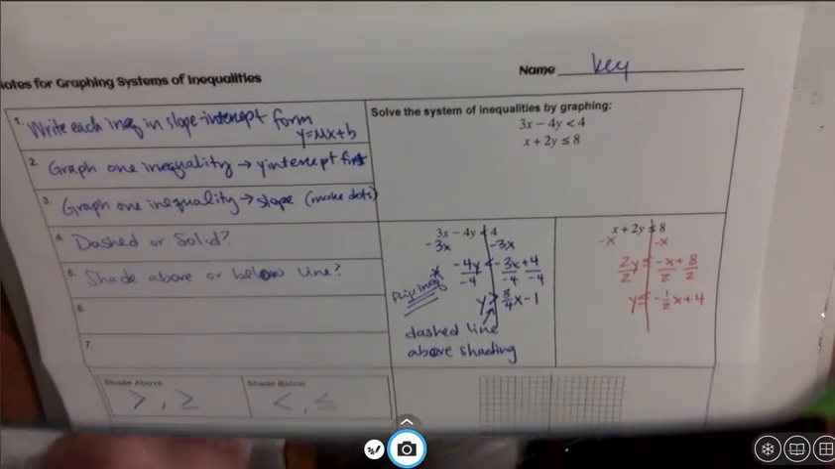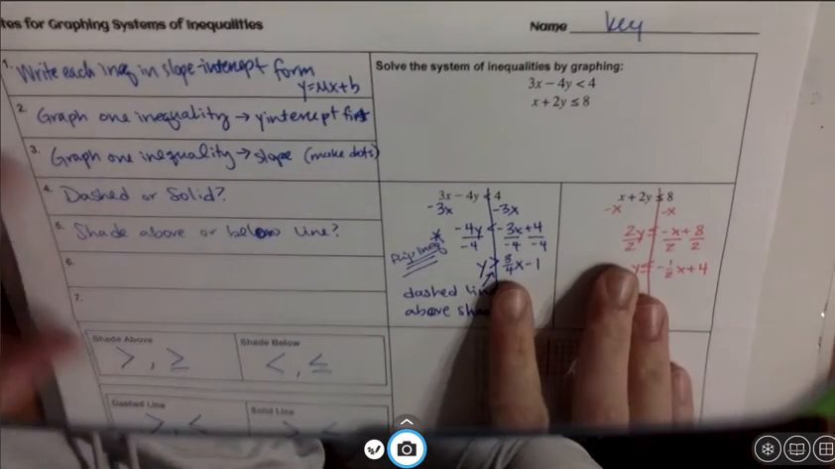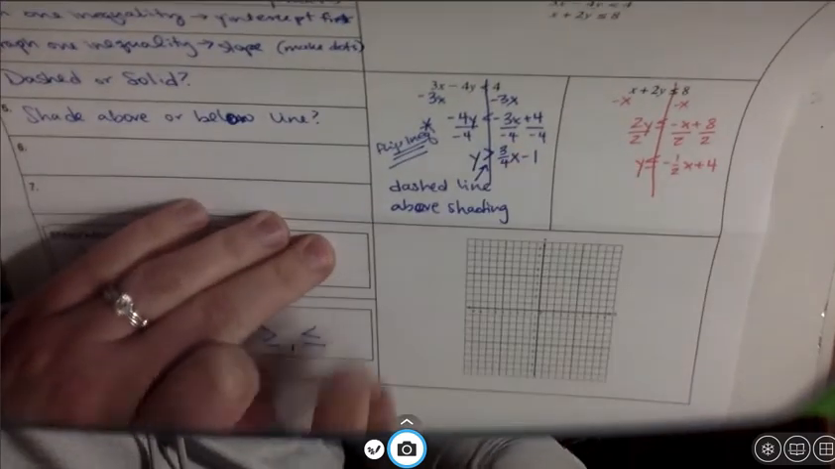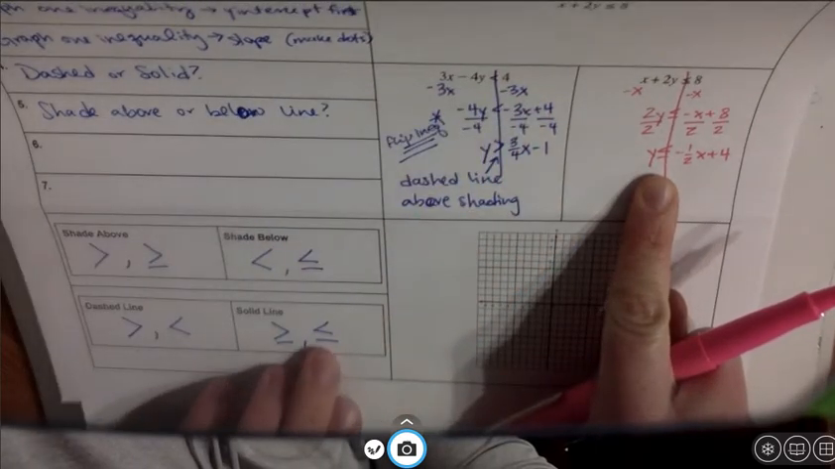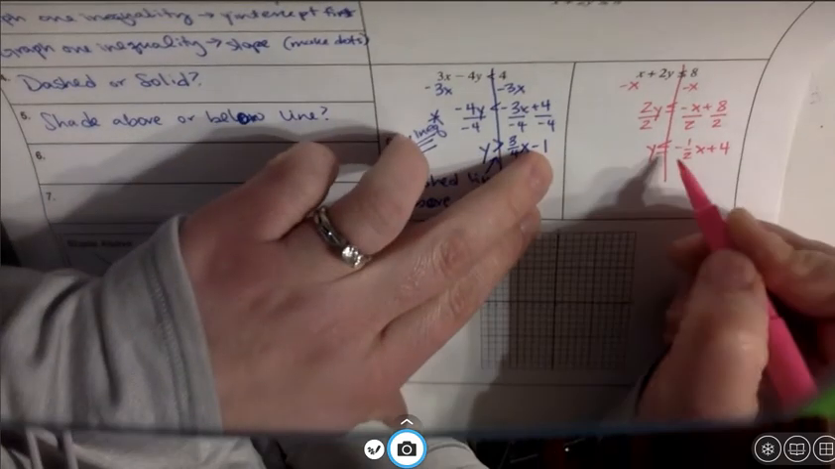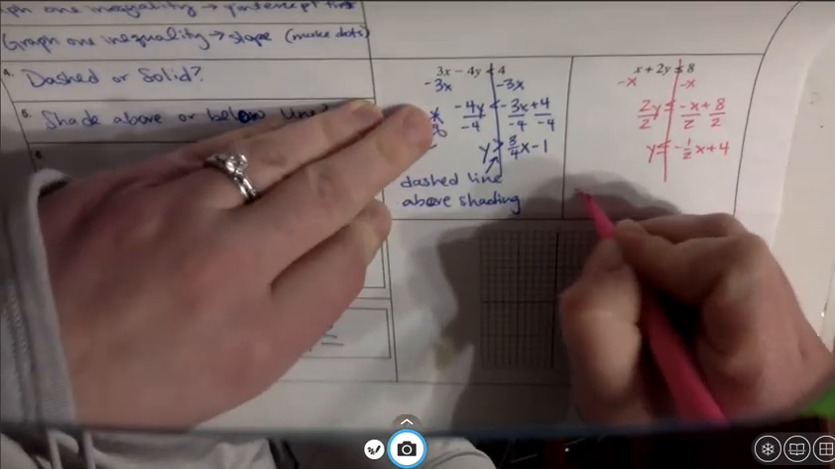We can do this same thing with our other inequality. I'm going to try to scoot this up again. Our inequality is less than or equal to. Less than or equal to means that I am going to have a solid line because I have that equal to. So solid line.